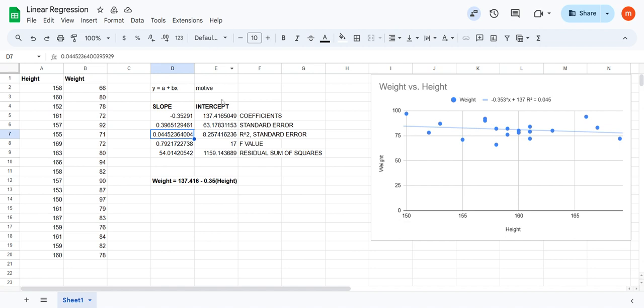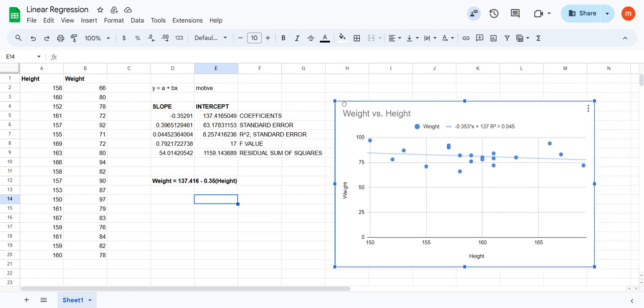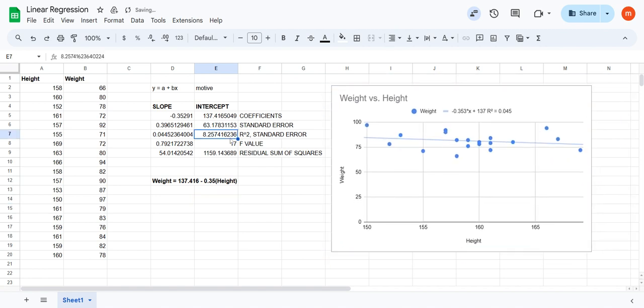Moving on to the standard error. So the standard error here is 8.257. So essentially the observed values of weight, whenever you actually enter something in the height option, would be an average of 8.25 units away from the regression line, right? So if you see here, you have a linear line, but you see a lot of points away from this regression line, right? And that is essentially explained. This particular number is explanatory of that. So that is the explanation of the standard error.